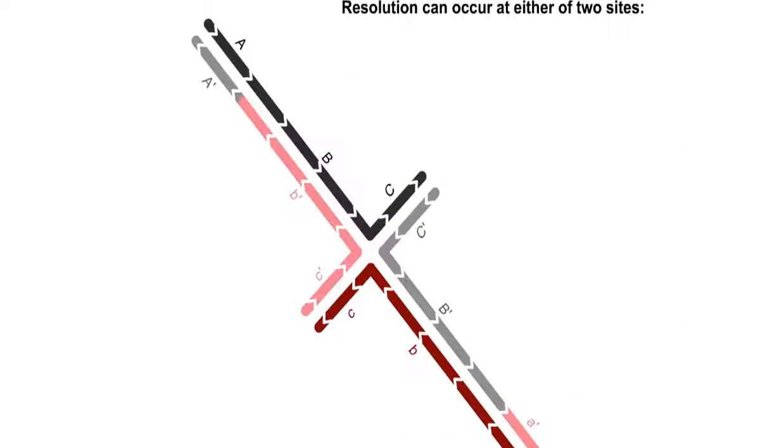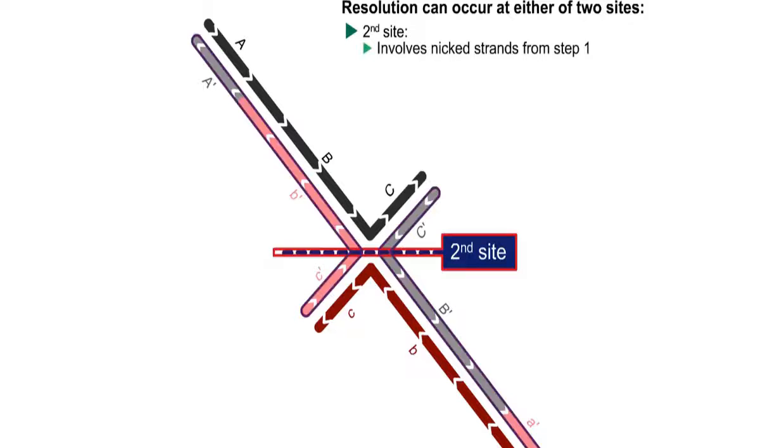The second possible cut site occurs in the pair of strands that were nicked during the first step of recombination. These strands can be easily identified because they each consist of a mix of colors at this point in the model.